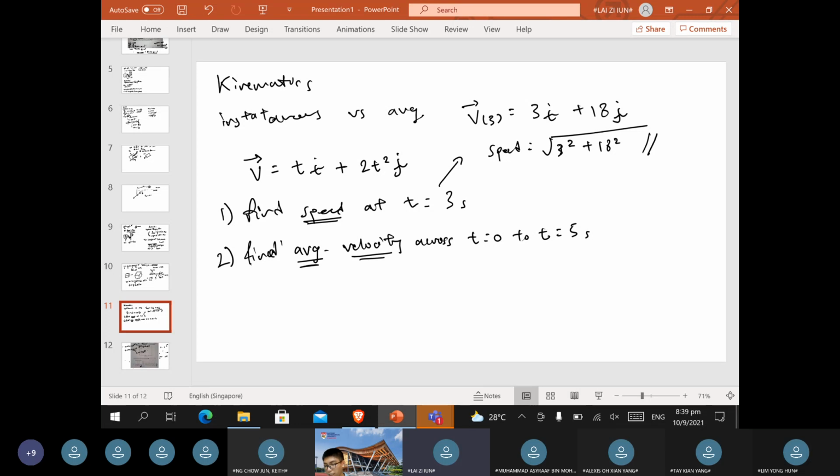The second one asks us to find average velocity from t equals 0 to t equals 5 seconds. The first thing we need to find is the total displacement, because we know the average is the total divided by the time it takes to travel, right? Total displacement over time it takes to travel. So let's find that. Also, we recall that displacement is related to velocity like this, right? I hope this is not new to you. I think it's one of the first few equations in your lecture slides. So I don't think anyone would miss that.